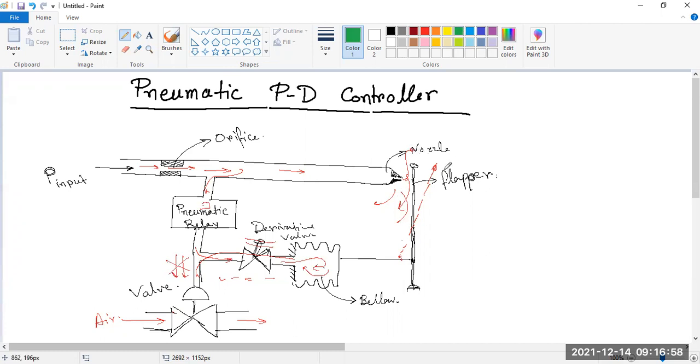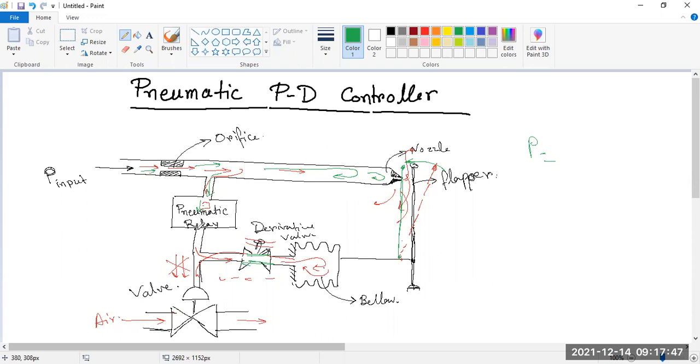At that moment we pull this flapper over here. Till now we are not talking about derivative action; derivative is not working now. This channel is freely open. I am talking about proportional action first. The flapper chokes this nozzle side, so what happens? The air enters, and now it goes to back pressure, because the air cannot go outside. So back pressure is coming.